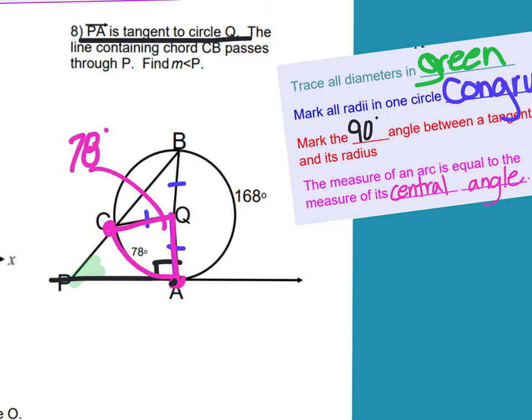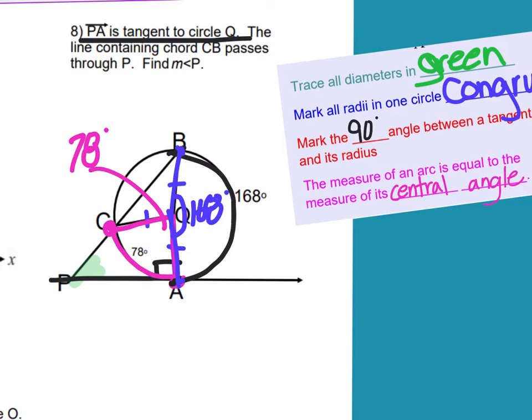Look at the 168-degree arc. It ends at B and it ends at A. Connect B to Q, connect A to Q. This angle must be 168 degrees, that central angle. In other words, the angle whose vertex is on the center of the circle has the same measure.